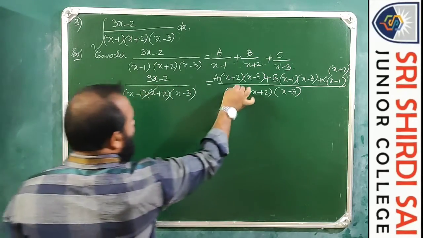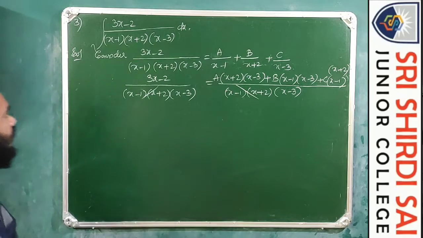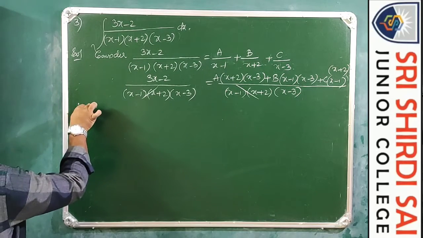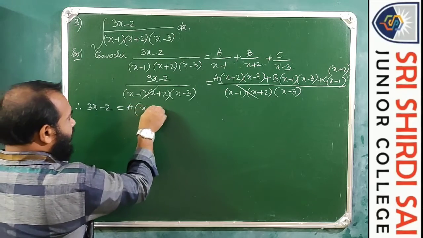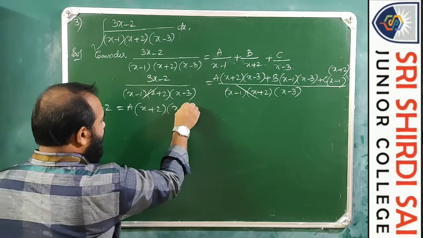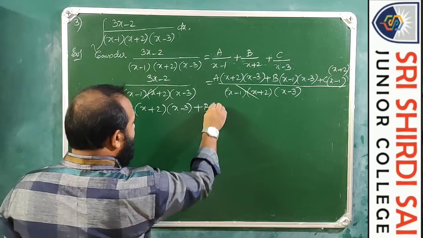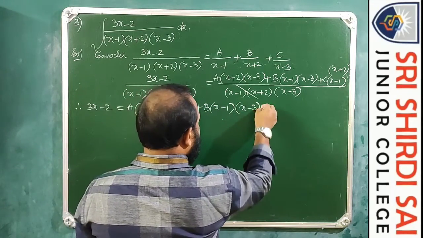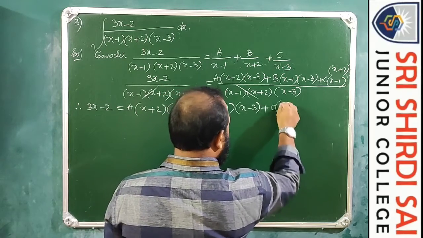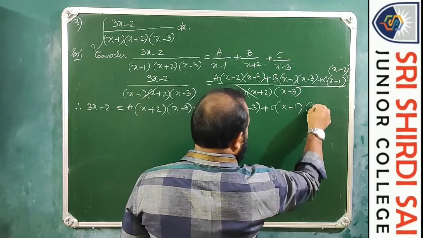So the denominator on both the sides gets cancelled. Therefore 3x minus 2 is equal to a into (x plus 2)(x minus 3) plus b into (x minus 1)(x minus 3) plus c into (x minus 1)(x plus 2).